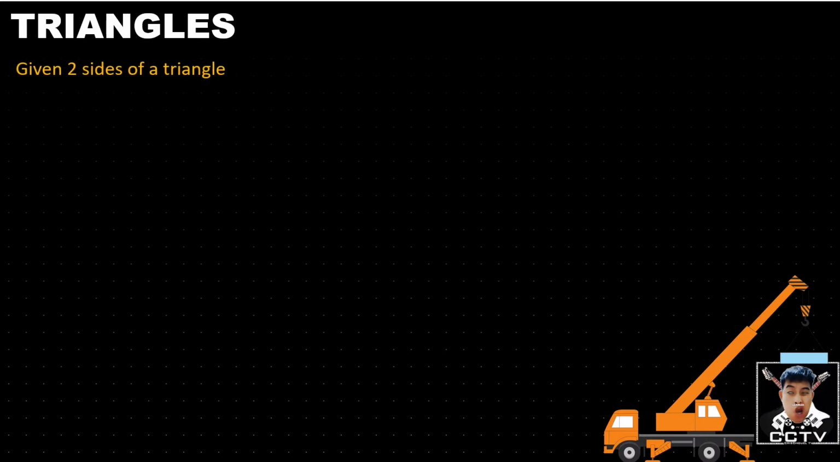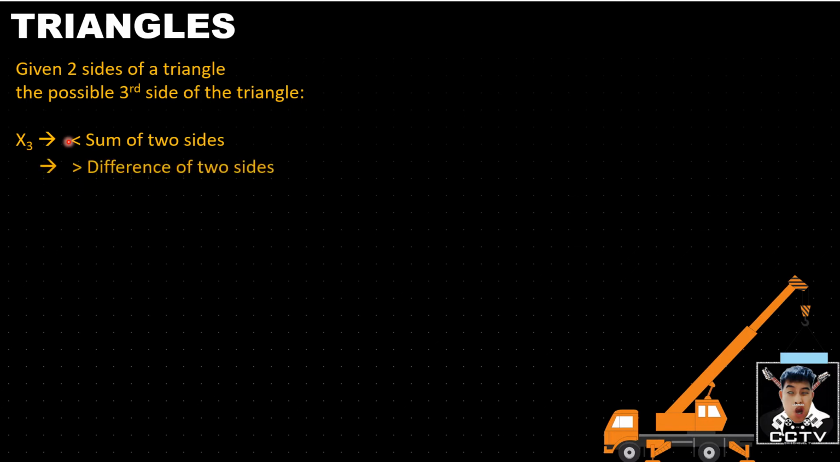Given two sides of a triangle, ano daw ang possible third side of the triangle? We have our possible third side here. The sum of two sides is greater than the possible third side. And of course, the possible third side is greater than the difference of two sides.